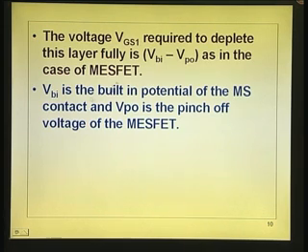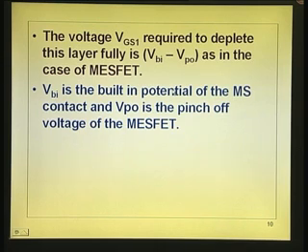Now, this we have just gone through. The threshold voltage of the MESFET, VGS1, required is VBI minus VP0, where VBI is the built-in potential of the MS contact, the metal semiconductor contact. Please do not confuse the VBI of a PN junction with that of the metal semiconductor. They are two different things. The built-in potential of the Schottky barrier is VBI, which will be about 2/3 of the EG if there is Fermi level pinning.